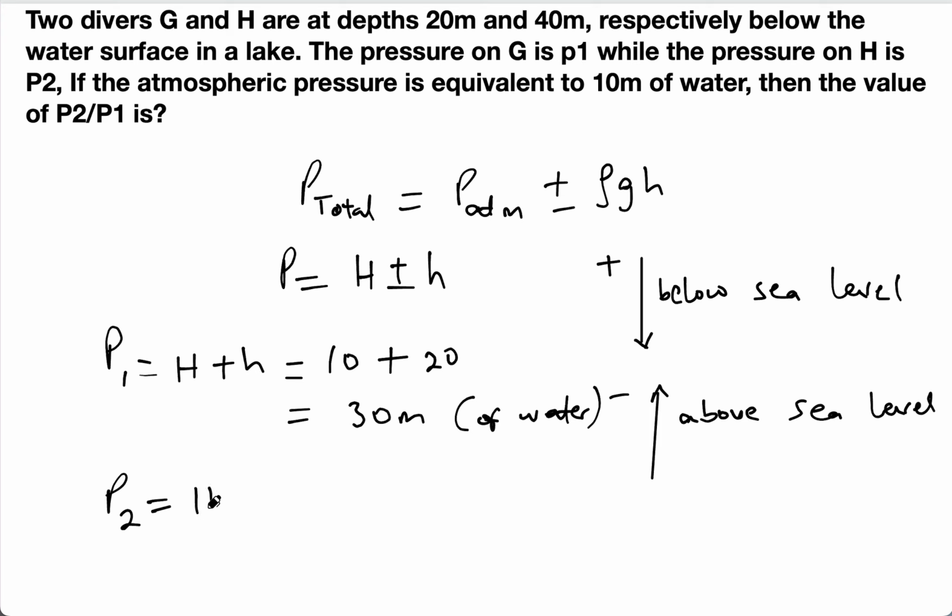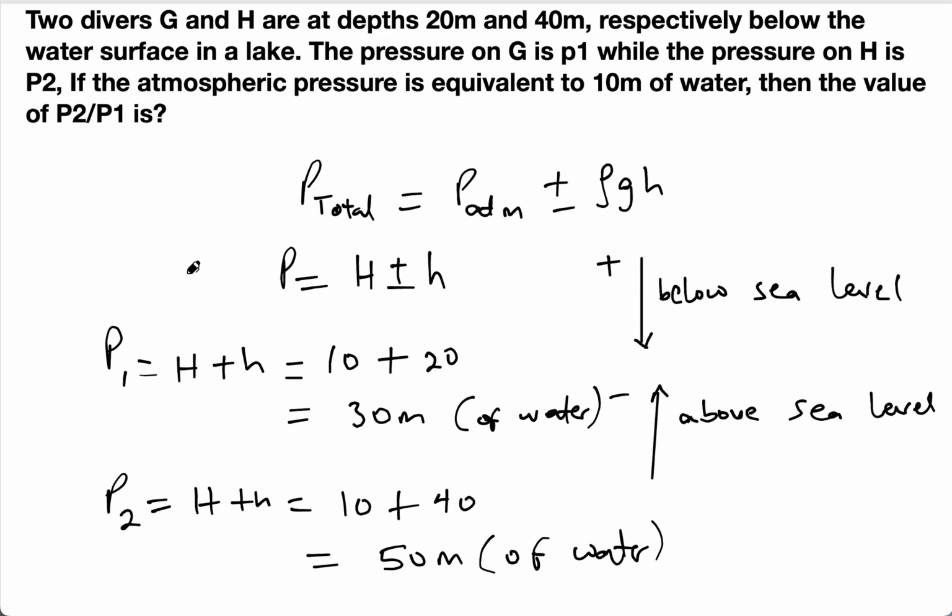Now, for the second person, P2 is for the diver H. The same thing, so we have capital letter H plus h as well. Capital letter H, which is the atmospheric equivalent of pressure in terms of water, is still 10, plus the depth below, which is 40 meters. That implies that the total pressure experienced by this person is 50 meters of water.